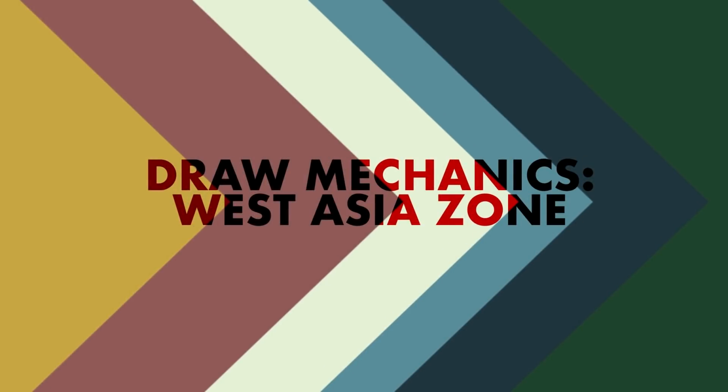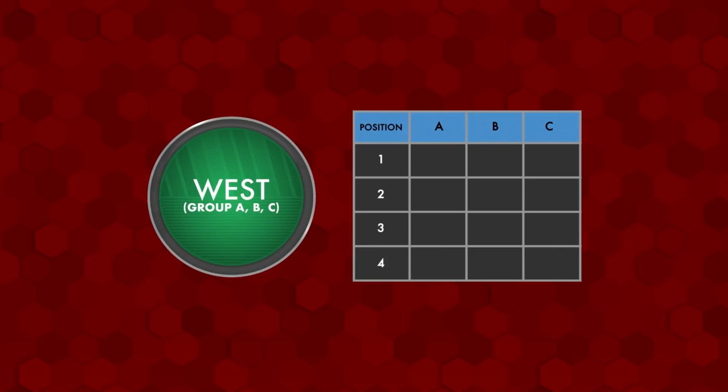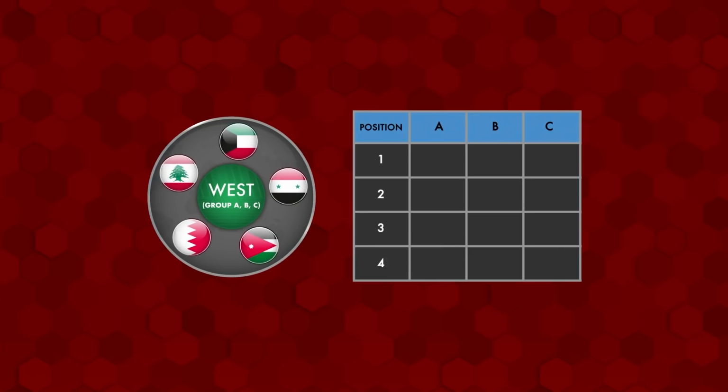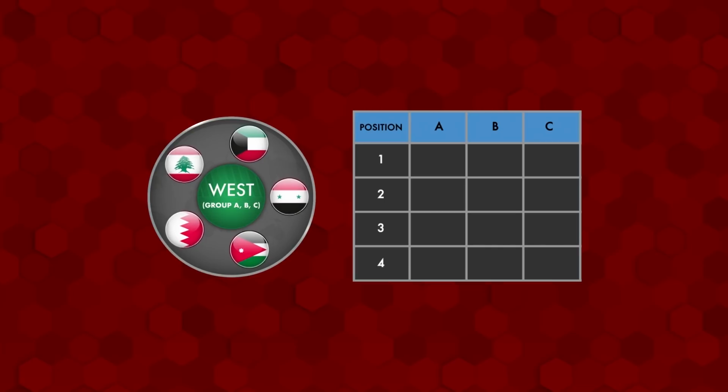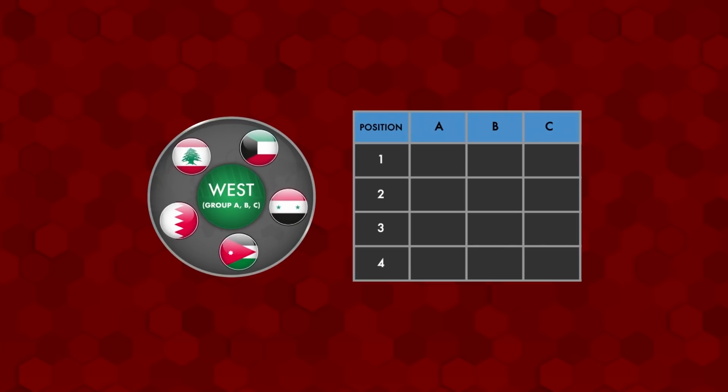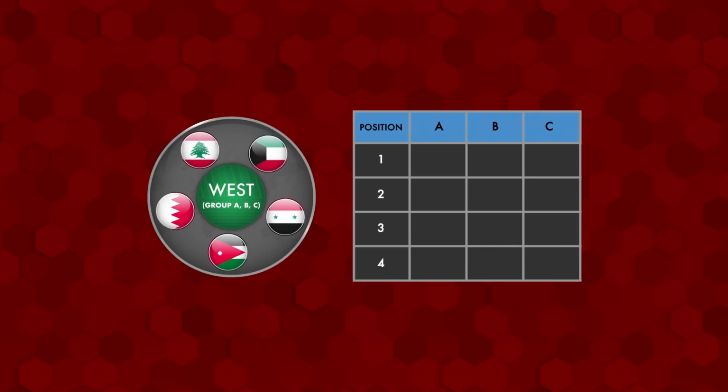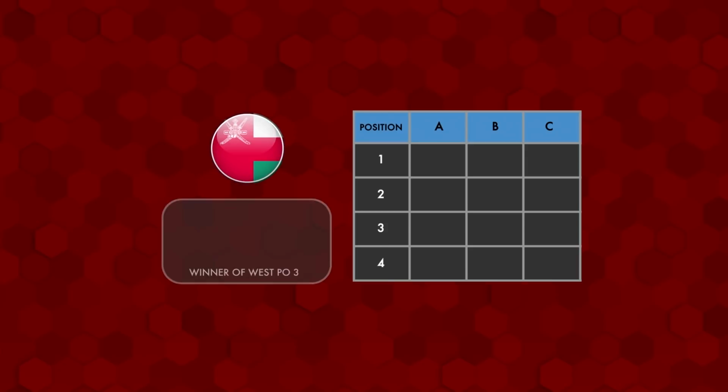Draw Mechanics, West Asia Zone. There shall only be one country port with the top 5 ranked MAs in alphabetical order. Based on the slot allocation and ranking, MA with one direct slot, Oman, and the winner of West Playoff 3 between Oman and Palestine will be positioned into their groups accordingly.